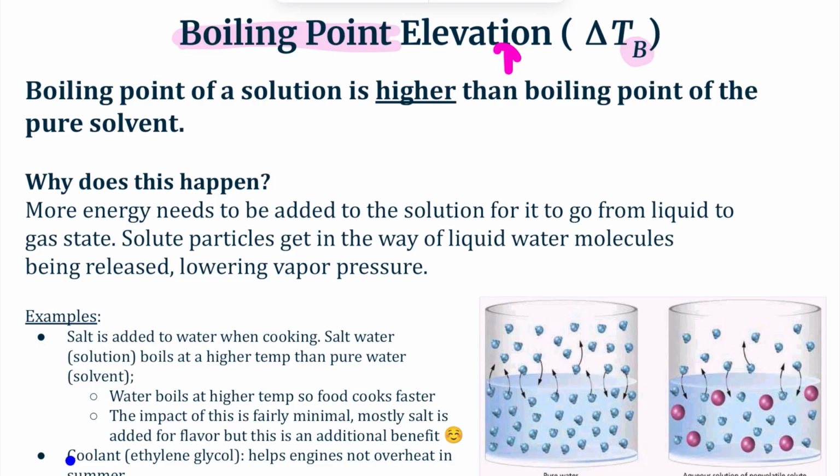And then coolant, that ethylene glycol, just like colligative properties contribute to us having solutions in our car that aren't going to freeze, that boiling point elevation as well, that coolant, ethylene glycol, helps the engines not to overheat in the summer by making it so you're not getting to those boiling temperatures for those solutions that are in your car.